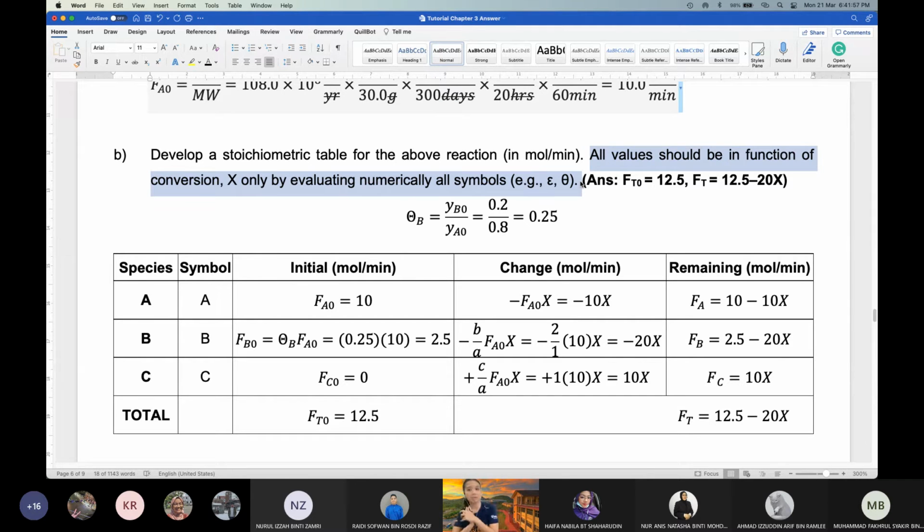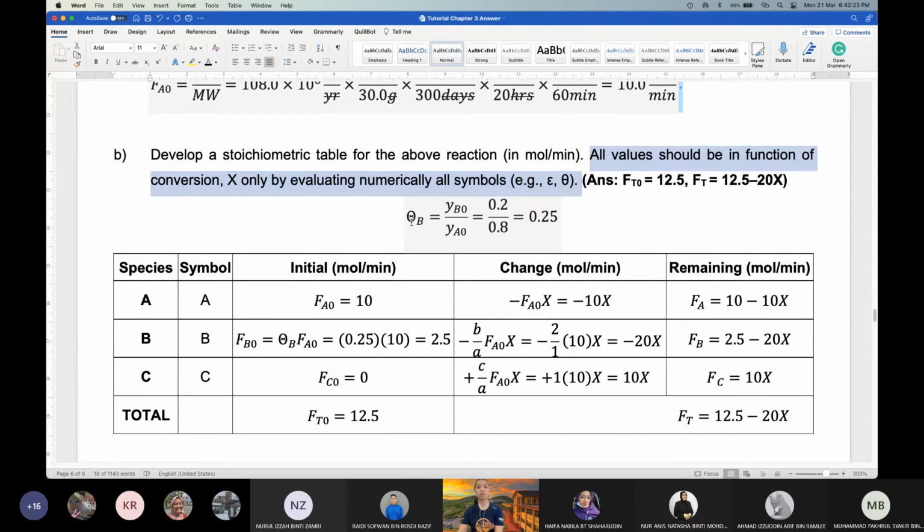The rest masih sama. Mungkin satu part yang mungkin kamu confused nak mencari theta B. Tapi theta B pun dah sama kan? Theta B as long as dalam soalan ni they give us initial mole percent of B dan initial mole percent of A. So nak cari theta B jadilah initial mole fraction of B divide by initial mole fraction of A. It was 80% A, 20% B.